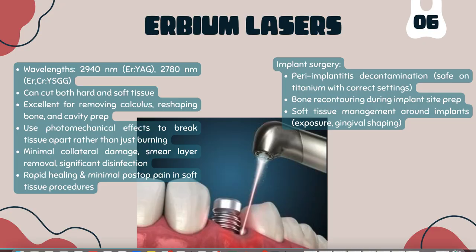For soft tissue, they can be used like a scalpel for gingivectomy, frenectomy, biopsies, and gingival contouring, as well as root surface decontamination during periodontal therapy, all with minimal postoperative pain. They're also used in implant surgery, so they can safely decontaminate implants affected by peri-implantitis, reshape bone during implant site preparation, and manage soft tissues around implants. And they're also safe to use on titanium with the correct settings.